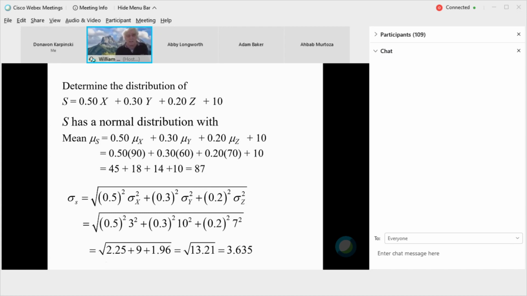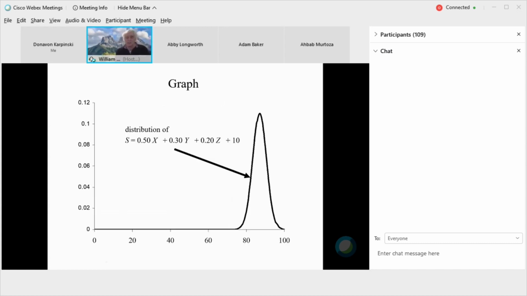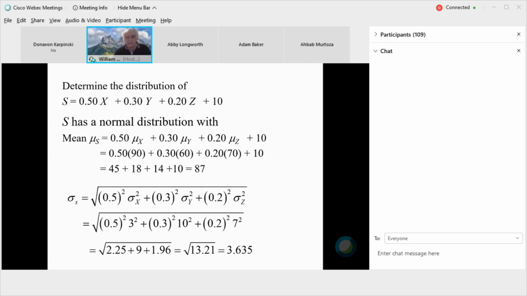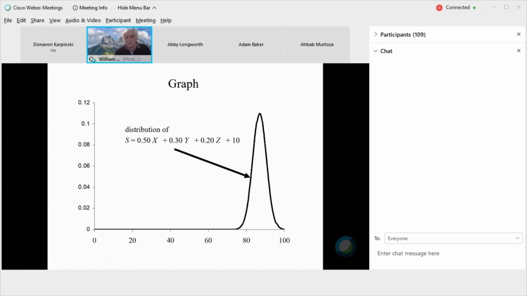The next step will tell us its distribution. Its standard deviation will be the square root of a squared times sigma x squared, plus b squared times sigma y squared, plus c squared times sigma z squared. All of those values are known. Putting them in, the standard deviation turns out to be 3.635. So there's the distribution of s. It's a normal distribution with a mean of 87 and a standard deviation of 3.63.